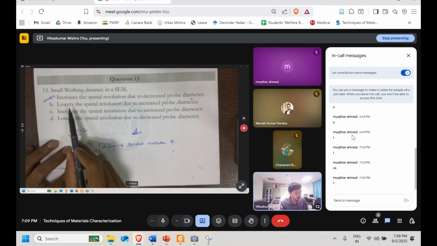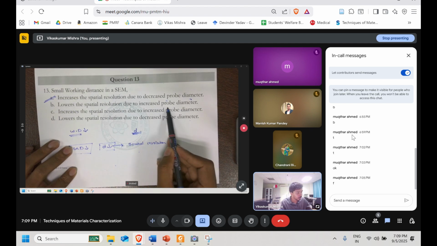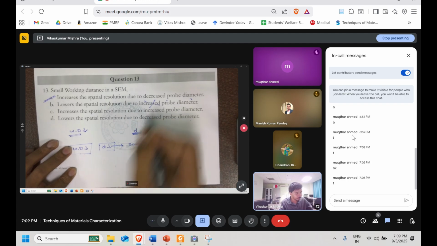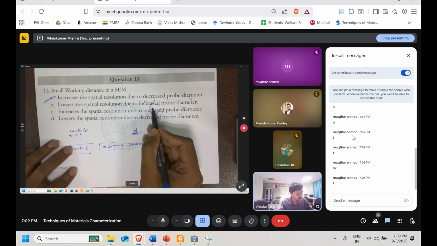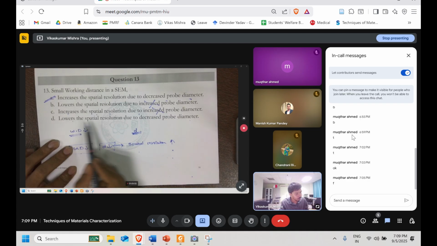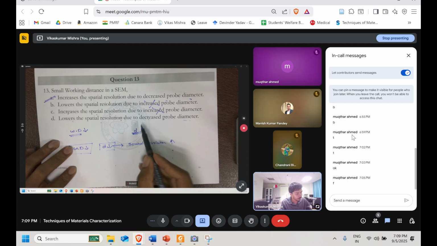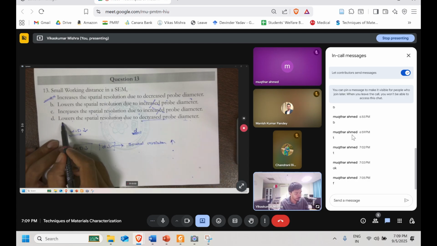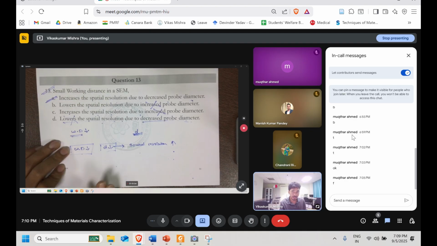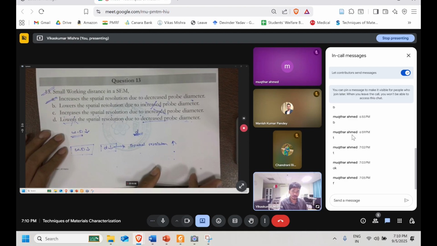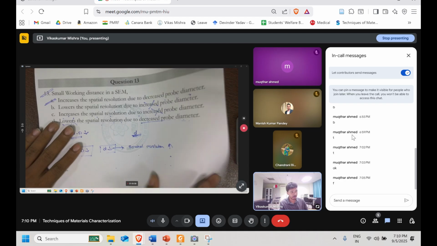Let's go to the second one. Lower spatial resolution due to increased probe diameter. No. Increase in the spatial resolution due to increase in the probe diameter. No. Lower spatial resolution due to decrease in the probe diameter. So probe diameter is decreasing, but spatial resolution is also improving. So the right answer is only A. This is how we have solved question number 30.